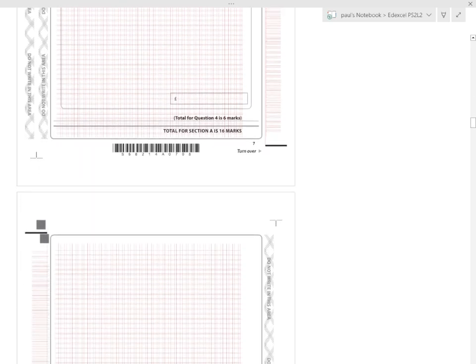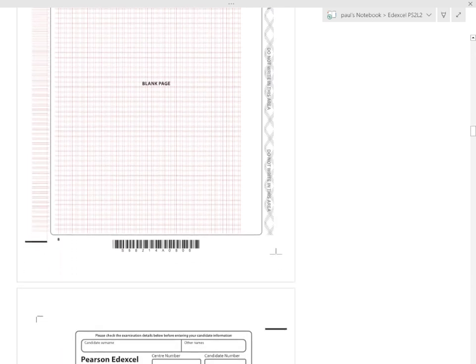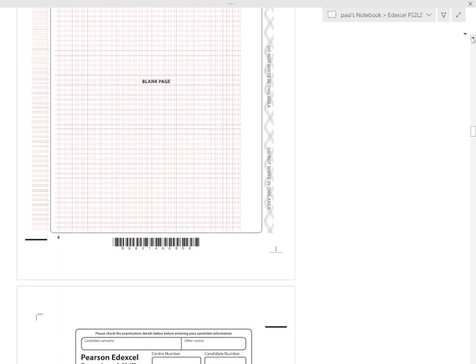Right, let's go for another one. What's on the next page? Nothing. What's on the next page? Nothing. So I think that will probably be the end of that one. So let's stop that.